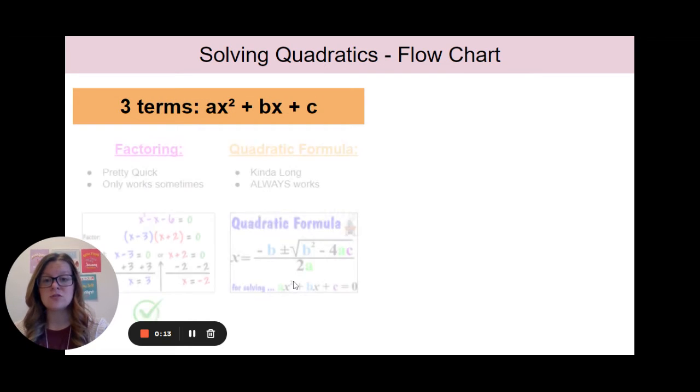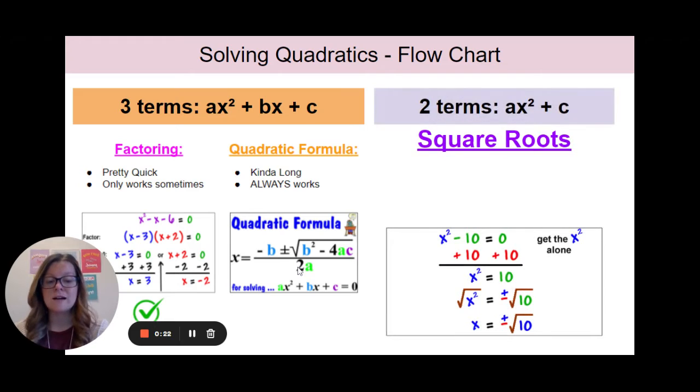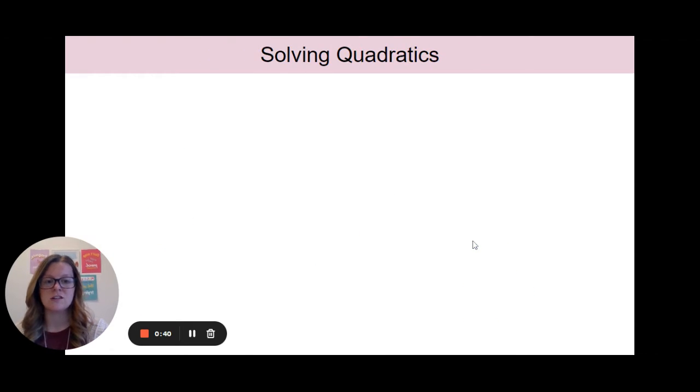We've talked about how to solve quadratics with three terms. So we talked about factoring, we will eventually talk about the quadratic formula. But when we only have two terms, the x squared term and then the constant, or just a number, we can use this method of square roots, and it's really nice because it's pretty quick, but it only works when you do not have that middle b value. So notice here we have an x squared and we have a constant. That's the only time that we can use this method.